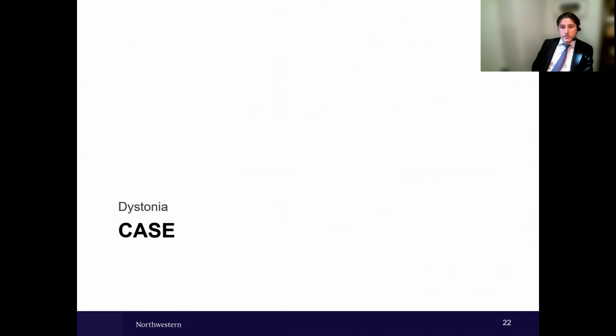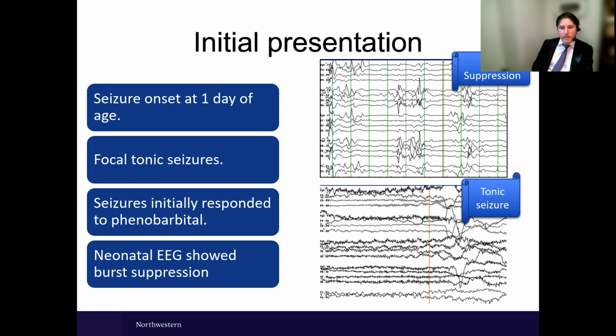Next, another child who presented very similarly, but later developed other seizure types and dystonia. You can see this pattern. It looks a little bit different. On the first page here, burst suppression looks a little different in this child than it did in the first child. But seizure onset was on the first day of life with focal tonic seizures. You can recognize that pattern too. You can see that it's kind of flat, and you can see this fast activity.